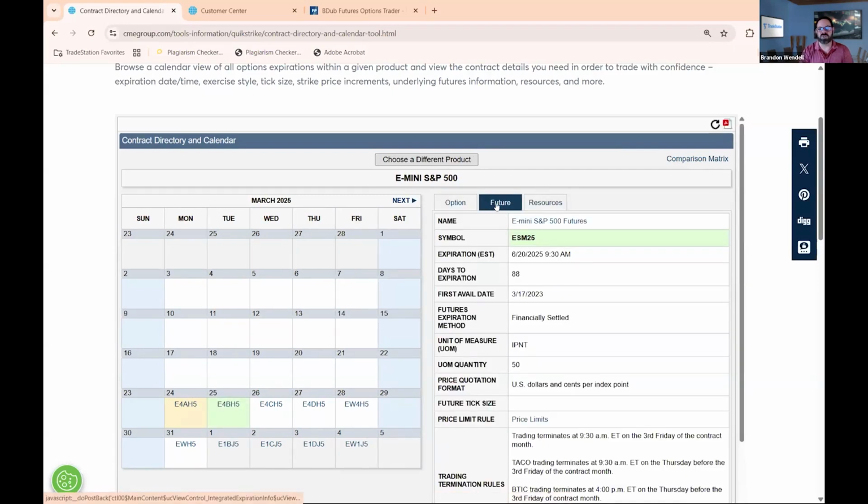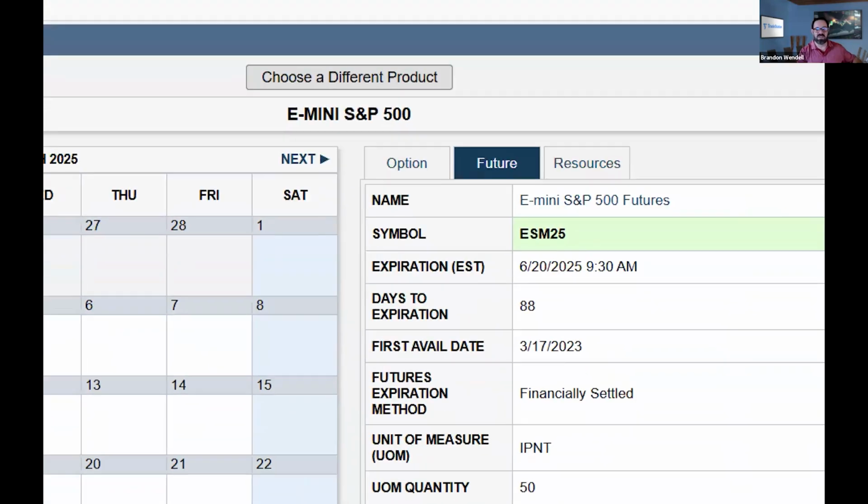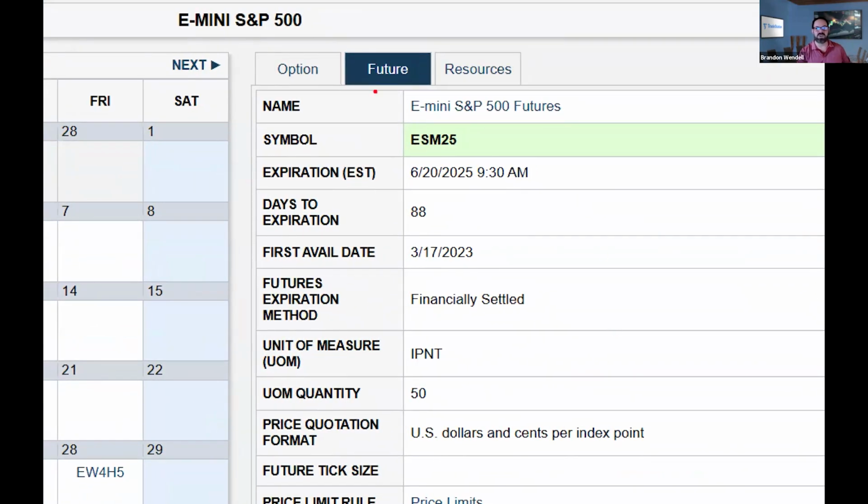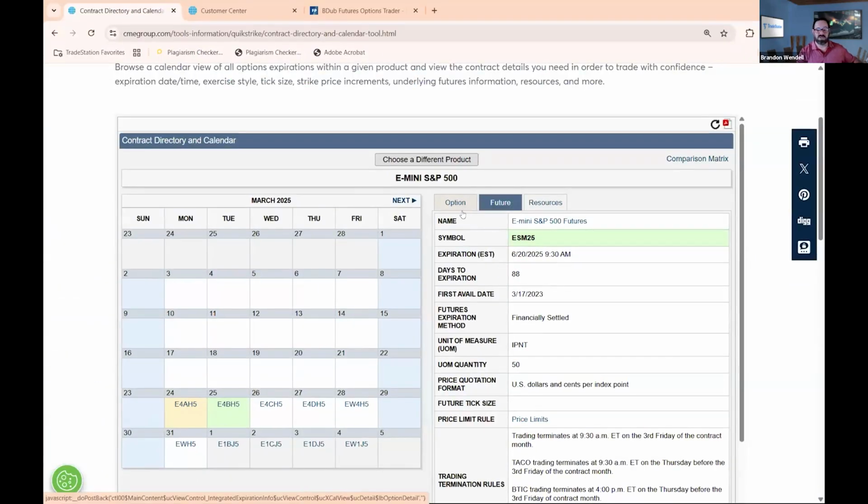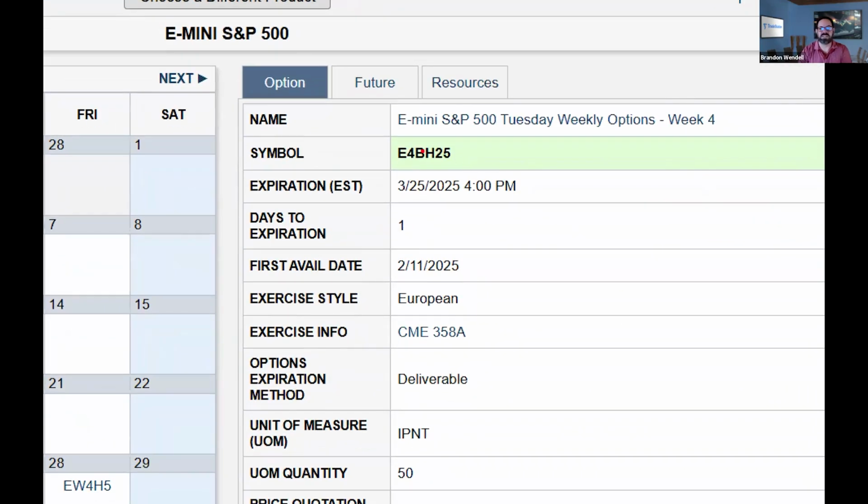And under future, we'll zoom in again. You'll see the future that this is being traded on are the S&P 500 futures, ESM25. 88 days left till expiration, $50 per point. Okay, that's the underlying future. But clicking the option, now what happens? This is the E-mini S&P 500 Tuesday weekly options. That option expires tomorrow at the close of the business. 1 day left till expiration.